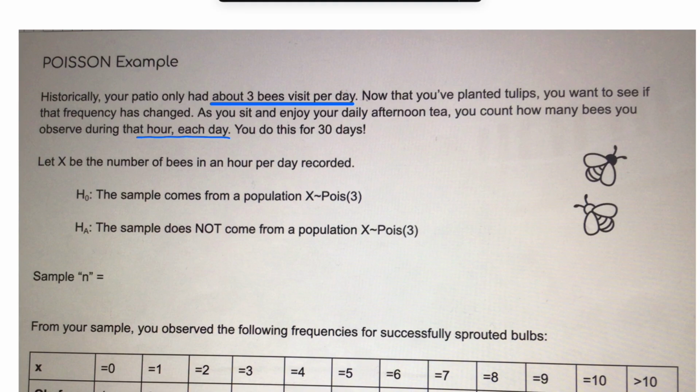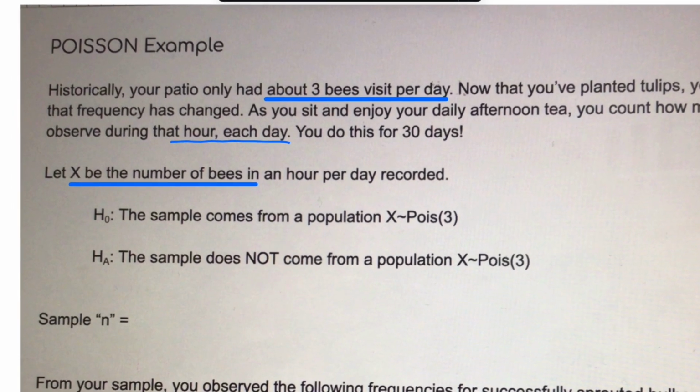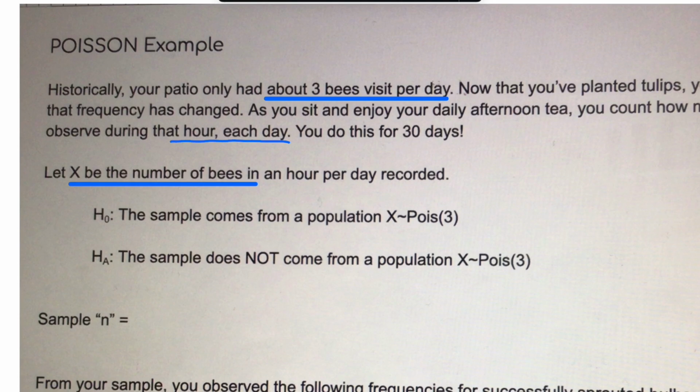Let X be the number of bees that you see in an hour each day recorded. So this is Poisson because we're looking at number of somethings happening per day, and we're assuming that the number of bees that visit each day are independent of the bees visiting the day before. So they're all independent from each other.